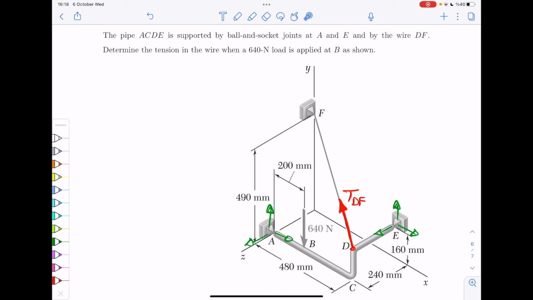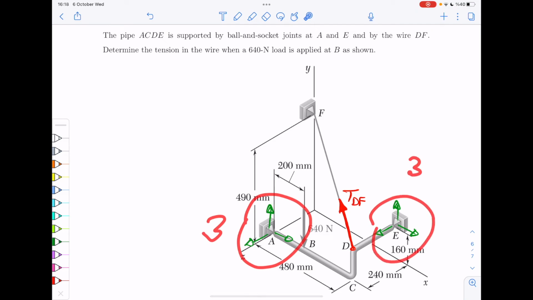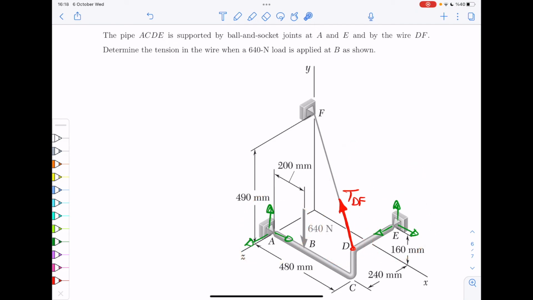If you just look at how many unknowns you have, 3 here, 3 here, and then 1 here. So there are 7 unknowns. That means if you just, let's say, carelessly write your 6 equations, you may not be able to solve the system. Okay, so you need to do something better than that.